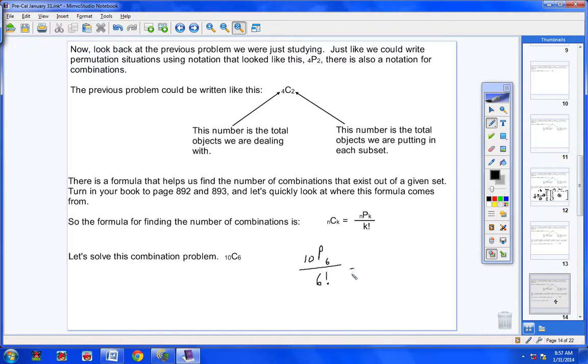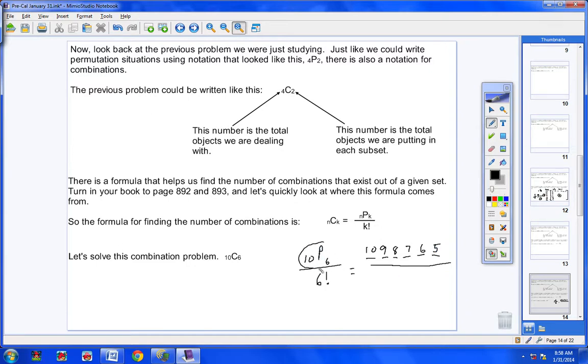Now, you should have learned this. This is why it's so important you don't get behind on your math, students. Math builds. Do you remember how to do these from the other day? You have 10 objects and you're taking them in sets of 6. In other words, you'd have 6 blanks here. So 1, 2, 3, 4, 5, 6. And you don't have to show all this work. If you know how to do it on your own, that's fine. We would have 10 options, then 9, then 8, then 7, then 6, then 5. So there's my numerator.